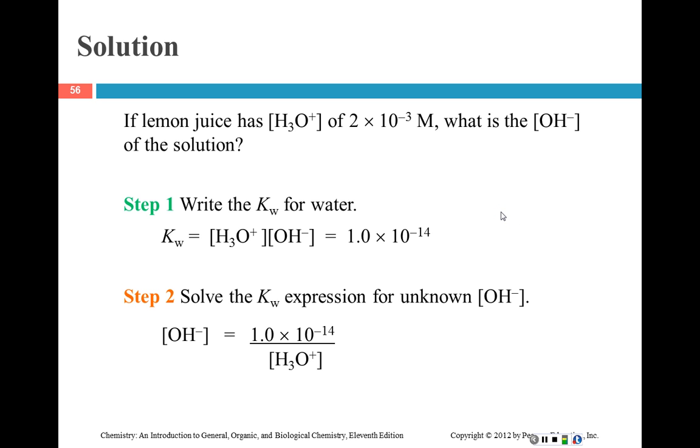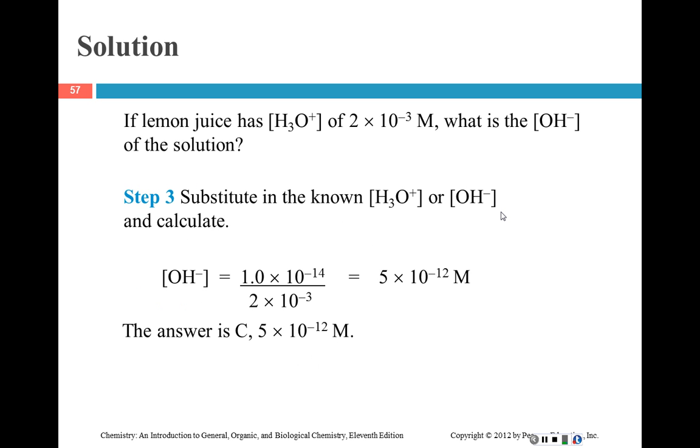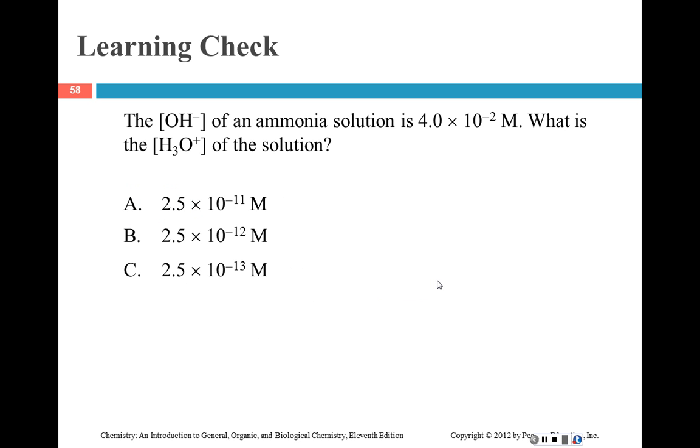Okay, so first you know that it's 1 times 10 to the minus 14. They're taking you step by step through it, so you can do these slowly and make sure that you know the steps. And so when you divide the 1 times 10 to the minus 14 divided by 2 times 10 to the minus 3, you should get this answer. Make sure you're getting the right answer. Make sure you're putting it in your calculator correctly.